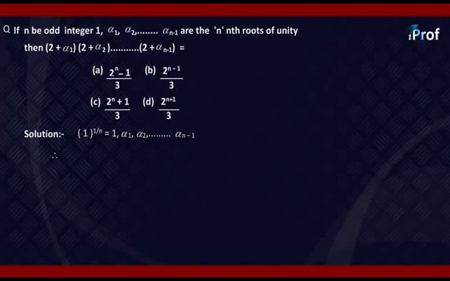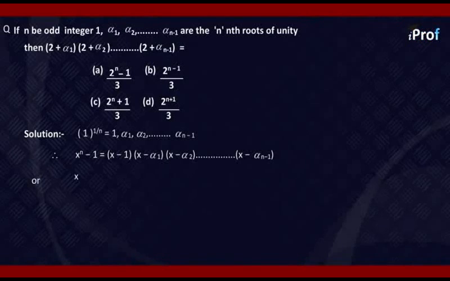That means x^n - 1 has the factors (x - 1), (x - alpha 1), (x - alpha 2), ..., (x - alpha n-1). In other words, bringing x - 1 to the left-hand side in the denominator, we get (x^n - 1)/(x - 1) is the product of (x - alpha 1)(x - alpha 2)...(x - alpha n-1), which stands as an identity and can be replaced by any number. Let us put x equal to -2.